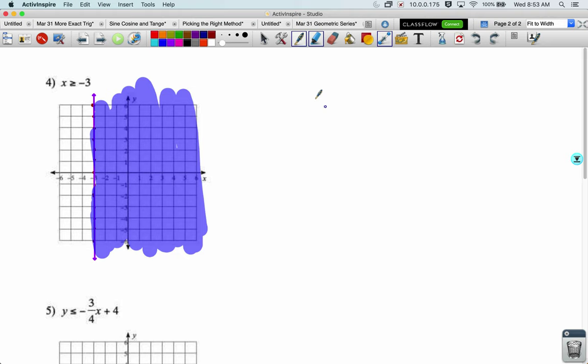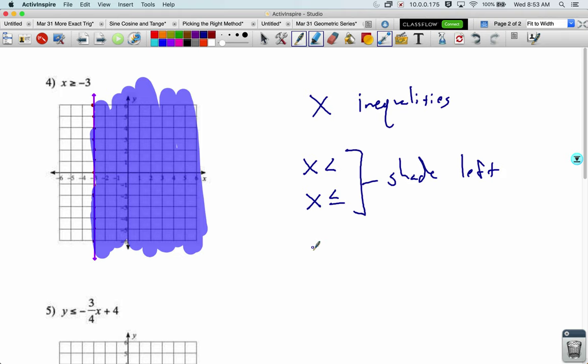For x inequalities, if it's x is less than or x is less than or equal to, think less than left. We want to shade left. And if it's an x greater than or equal to, we want to shade right. And if you look at the inequality, it's kind of like it's pointing to the side that needs to be shaded. This looks like they're pointing left. These look like they're pointing right.